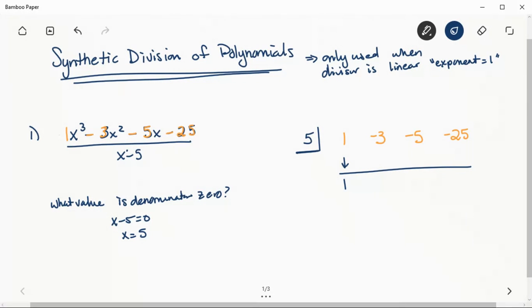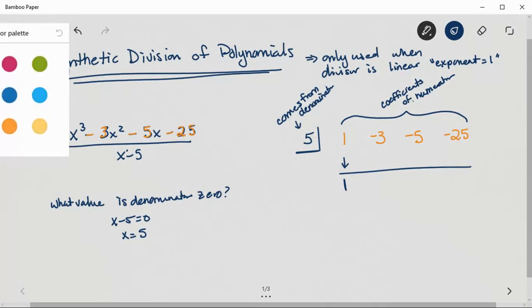So again, to review, these numbers are coefficients of your numerator. And this 5 comes from the denominator. That's where those numbers come from. And then we just bring down the first number.